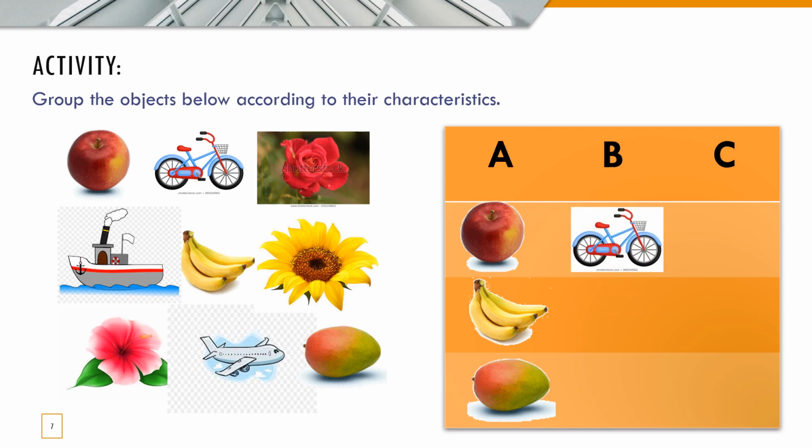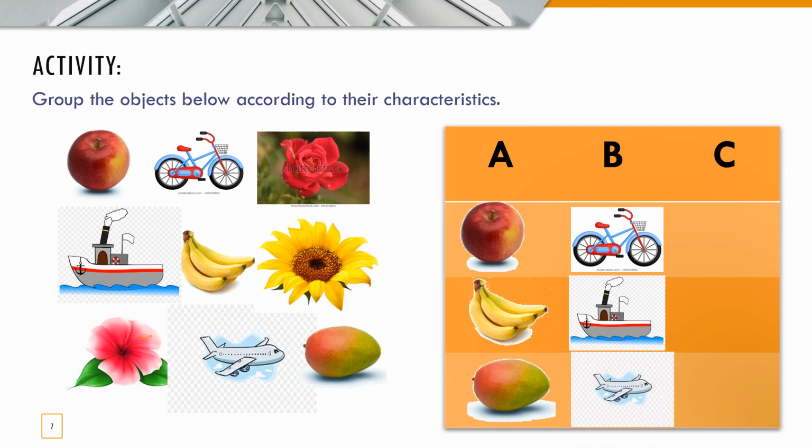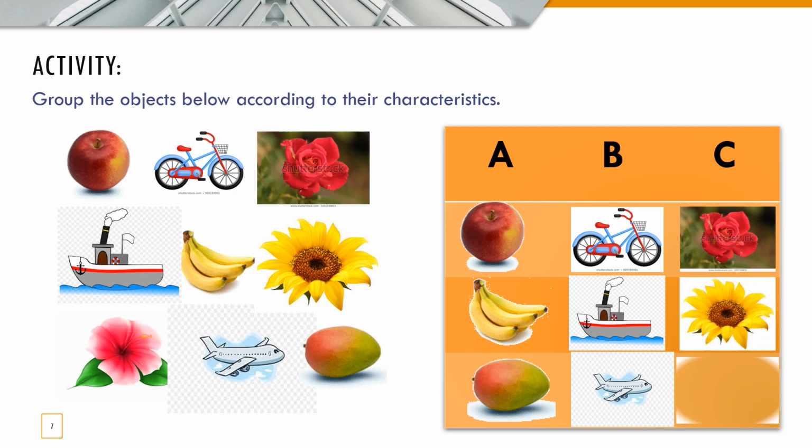What about here for the next group? Bicycle. Sinong ang kasama ni bicycle? Okay, the boat. And the airplane. And for group C, okay, we have here the rose, the sunflower, and the gomamela.